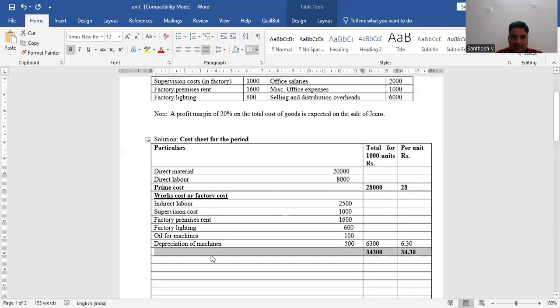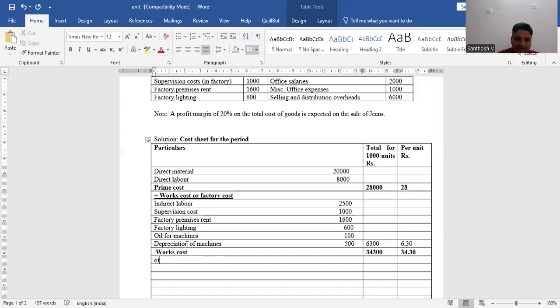So what is the total you got? That is called works cost or factory cost. Okay, the simple sum only. So here everything we need to add. That's it. Add.